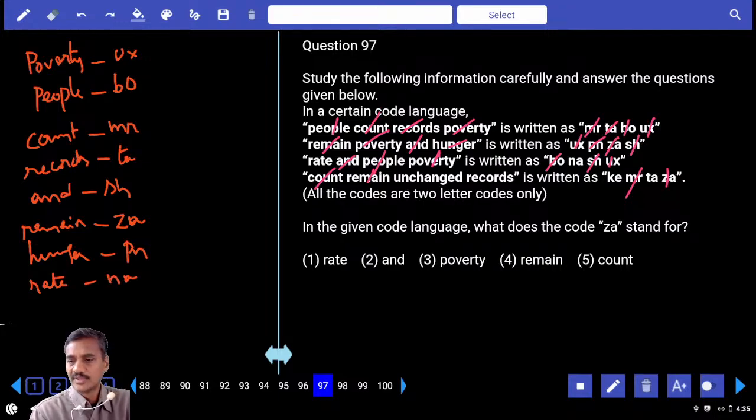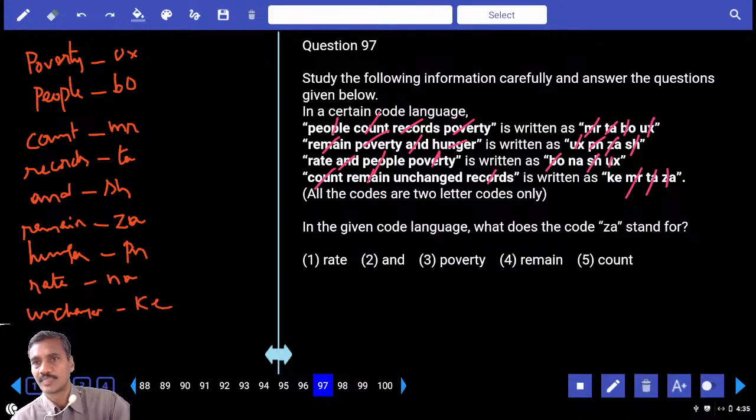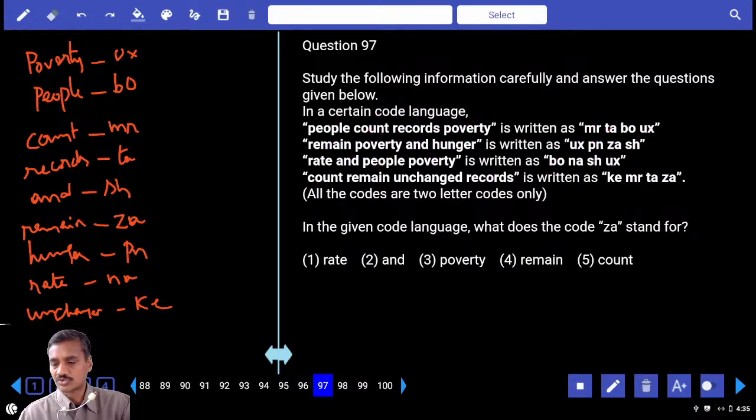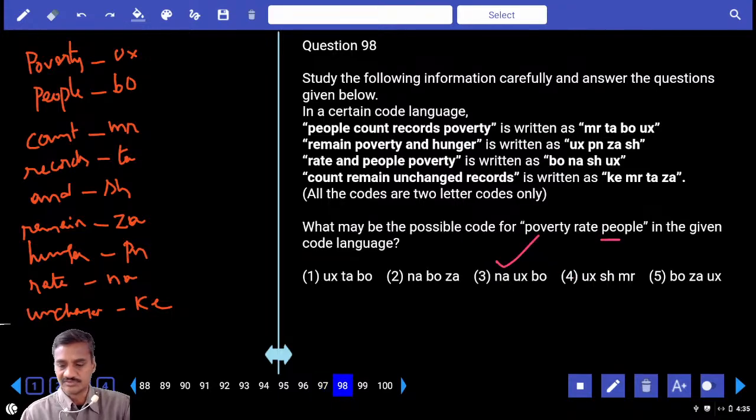Rate is NA. And finally, unchanged records, records is already done, and records is TA. Now we are left with unchanged, which is KE. All the words and their corresponding codes are given. Clear? Then coming back to this one, what does the code ZJ stand for? ZJ stands for remain, choice for 97.